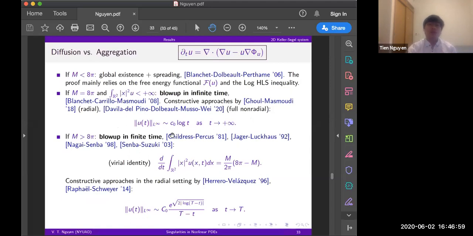And when the total mass is strictly greater than 8 pi, the solution blows up in finite time. This result has been proved by many authors. And you can see that the evolution of the second moment satisfies this identity. From this, you see that when m is strictly greater than 8 pi, the right-hand side is strictly negative. So this means that if we start with a finite second moment, some sort of singularity occurs in finite time. And some examples were given by Herrero and Velazquez, and Raphael and Schweyer in the radial setting, where the blow-up rate is given by just slightly above the self-similar rate with some log correction here.